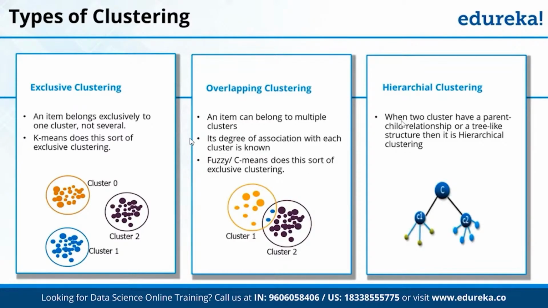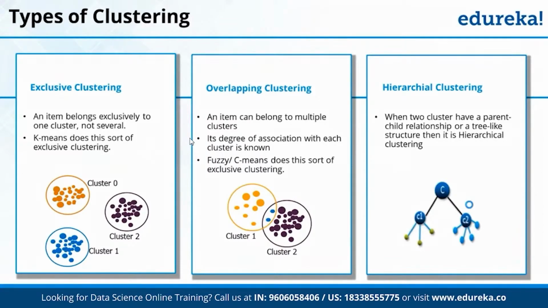Then hierarchical clustering, when two clusters have a parent-child relationship or a tree-like structure, then it is hierarchical clustering. So basically, in hierarchical clustering, we create a dendrogram. There is a concept of dendrogram which creates a tree-like structure, and I can have a main cluster, then multiple subclusters, and so on. So that is why it is known as a tree-like structure and hierarchical clustering.